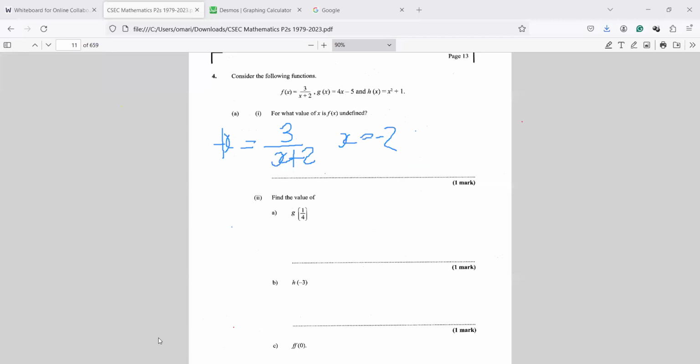So find the value of the function g of a quarter. You're basically just going to plug a quarter anywhere in the function where you see x. So it's 4 times a quarter, that should give you 1. And then minus 5, because there's a second part to it. So we agree that 4 here will cancel this 4. So it would be 1 minus 5. That gives you negative 4.